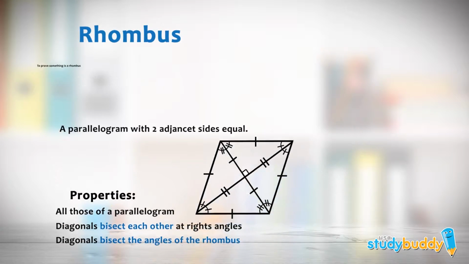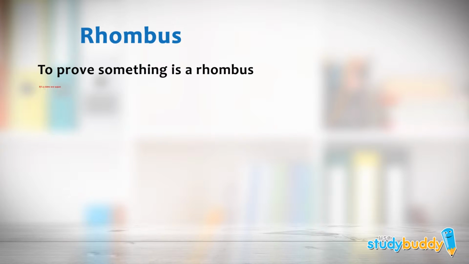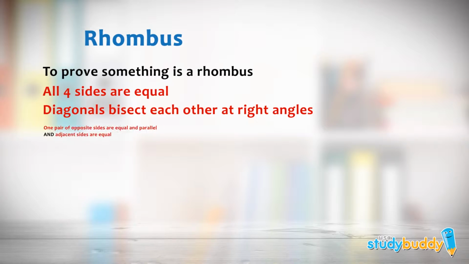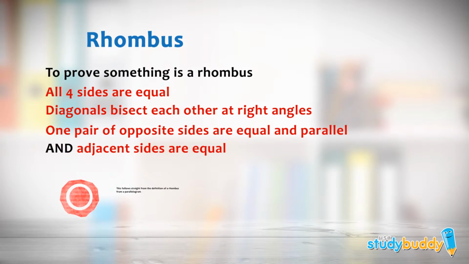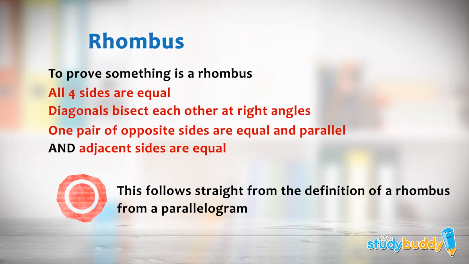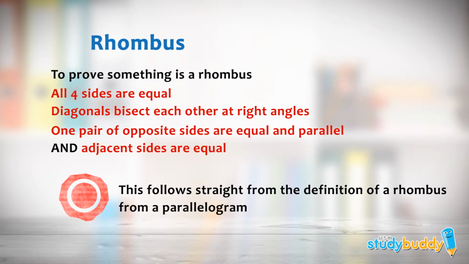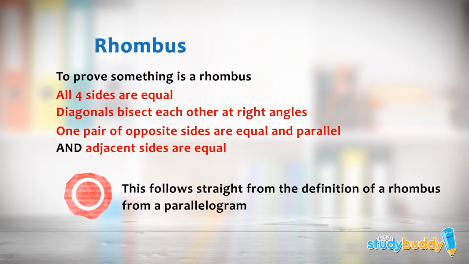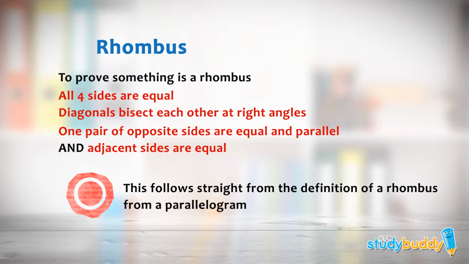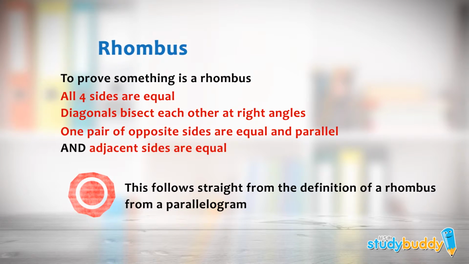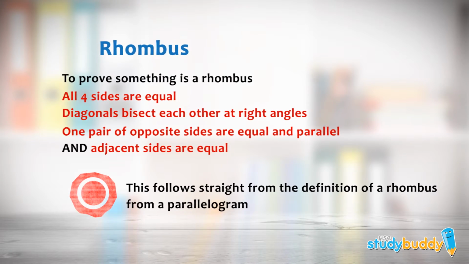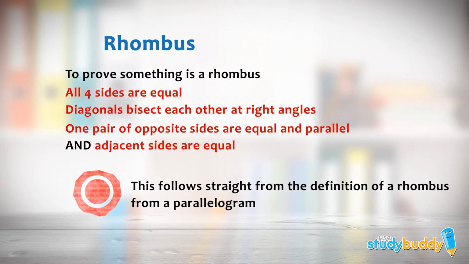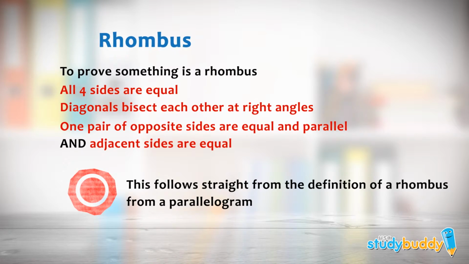To prove that something is a rhombus, there are many ways we can do it, and this is actually quite a common exam question, and they will sometimes only give you enough information to do it one of the three ways. So I would highly recommend being familiar with these methods. So we can show that all four sides are equal, that the diagonals bisect at right angles, or that one pair of opposite sides are equal and parallel, and that adjacent sides are equal. So this third proof follows straight from the definition of a rhombus from the parallelogram. Helpful to keep in mind.